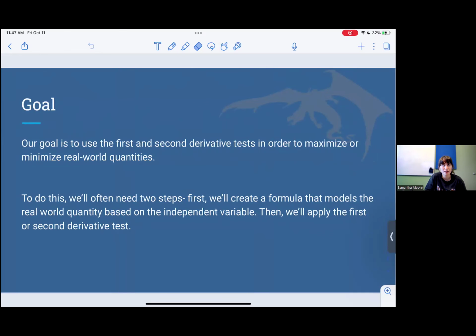Because of the nature of these problems, we're often going to need two steps. We're going to create a formula, and really create a picture that helps us create the formula that models the real world quantity. And then we're going to apply the first or the second derivative tests and interpret it.